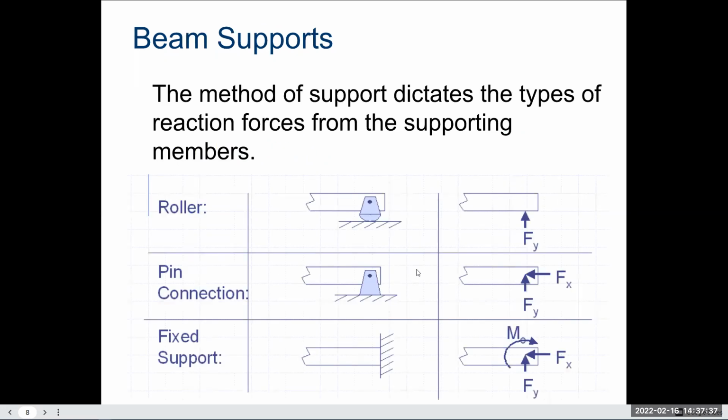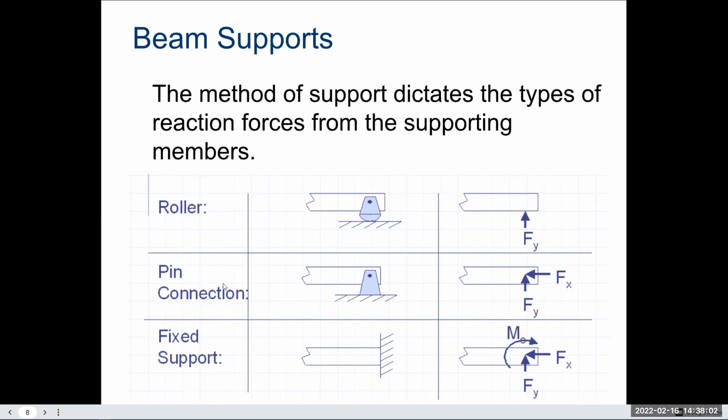All right, next up, we'll talk about some different beam supports. So this is how the support actually works, how it's going to balance out the forces. So if you have a roller, as shown here, that means you're just being supported upwards. Okay, so if you place a beam along a non-fixed point, that would be a roller.